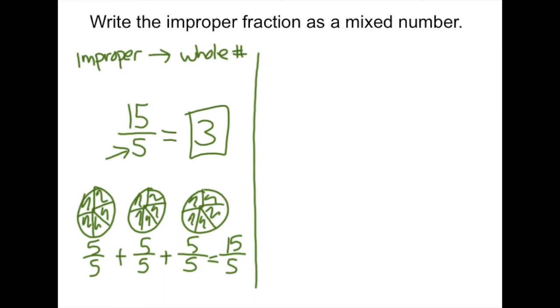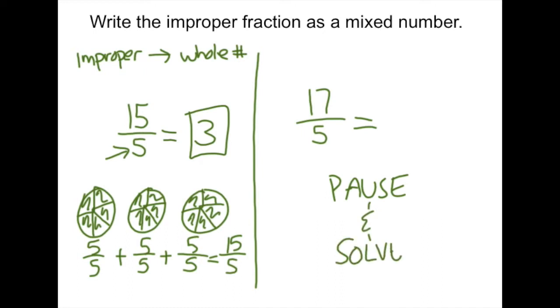Now, taking that into consideration, I want you to try converting 17 fifths, which is an improper fraction, into a mixed number. So I want you to pause the video and in your notebooks, give it a try. Pause and solve. When you are done solving, as always, press play and we'll go over the process.